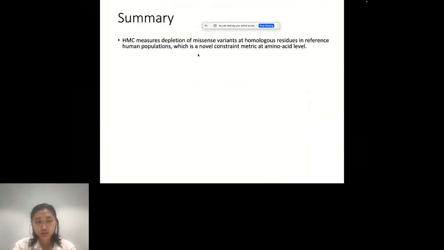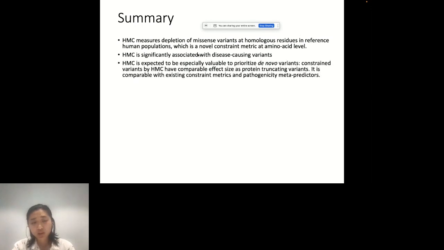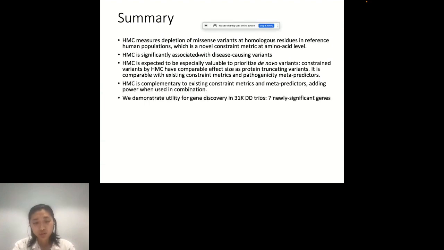So in summary, we have developed a novel constraint metric that measures the depletion of missense variants at homologous residues in the reference human population. It is significantly associated with disease-causing variants, and we expect it's especially valuable to prioritize novel variants, as we can see that its prediction has an effect size comparable with protein truncating variants. And compared with the existing methods, its precision is comparable, and also it's complementary with them. And we also demonstrate that it can improve gene discovery.